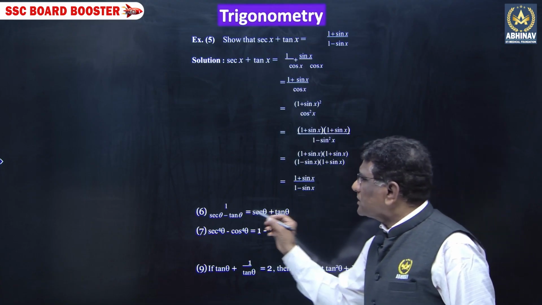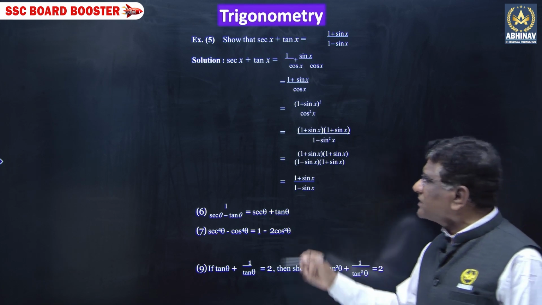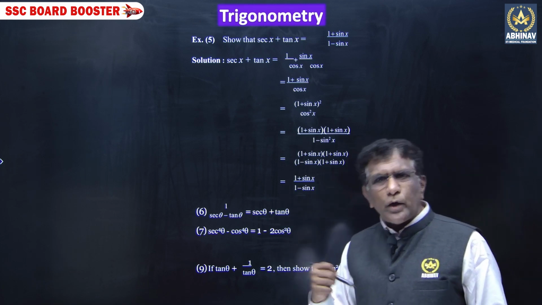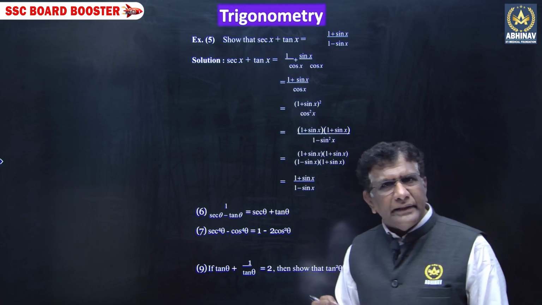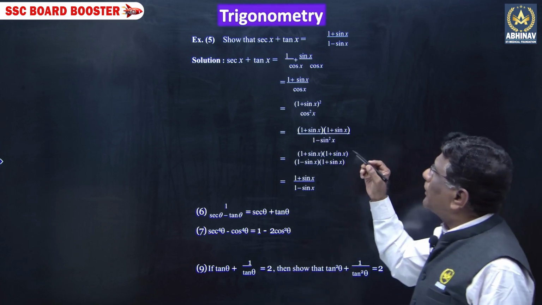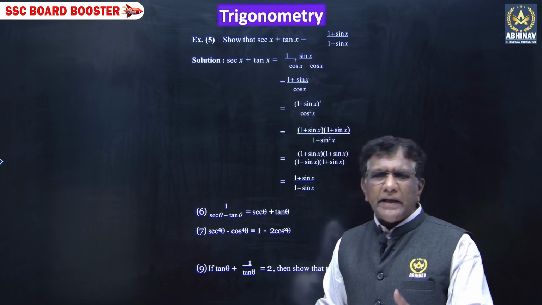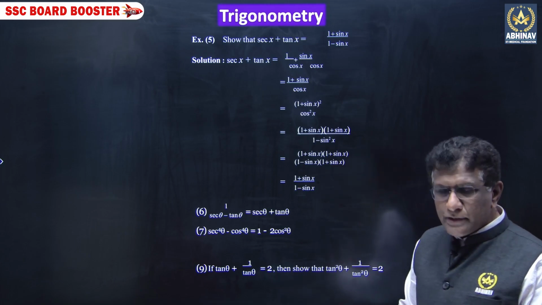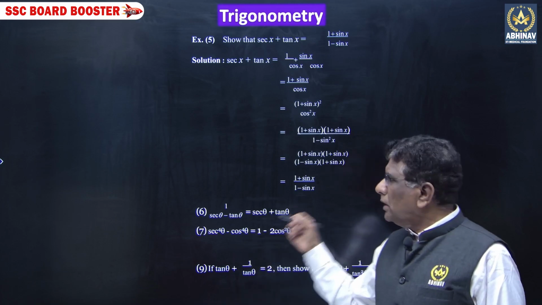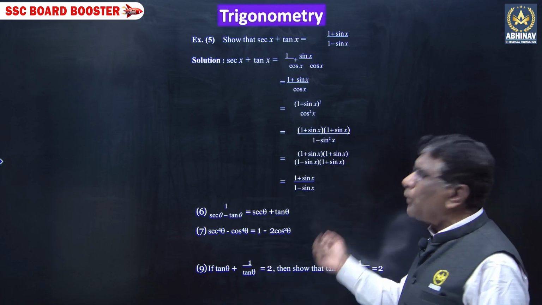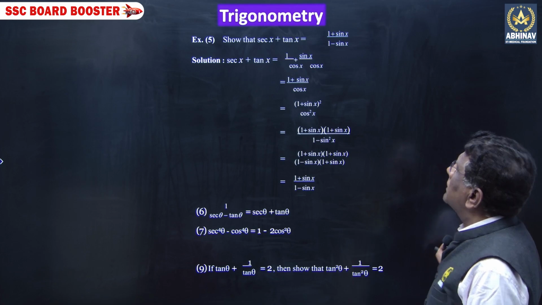See here, this 6th example, you have to use the trigonometric identities. The 7th also, you have to use the trigonometric identities. The 9th also, we have to use the trigonometric identities. So you have to go through these examples and make practice. This gives practice for the trigonometric identities, as well as the idea of how to solve the examples. Then comes the next example.